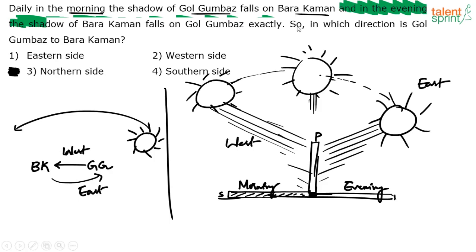Read the question carefully. In which direction is Golgumbaz to Barakaman? So, to Barakaman, Golgumbaz is in the east direction. So, the eastern side is the answer. Suppose the question is flipped. In which direction is Barakaman to Golgumbaz? Barakaman is towards the west of Golgumbaz. Right? Golgumbaz is to the east of Barakaman. So, the eastern side, option 1, will be the answer.